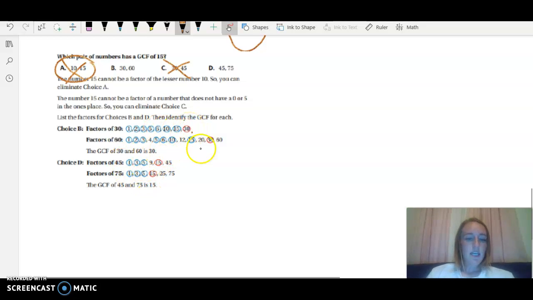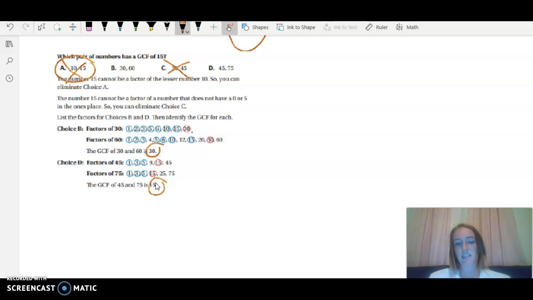So you can see, I can go ahead and circle it, that the GCF of 30 and 60 is 30. That's the biggest number that goes into 30 and 60. But down here, 45 and 75, you can see 1 goes into both, 3 goes into both, 5 goes into both, and then 15 is the biggest number, the greatest number that goes into both 45 and 75. So the greatest common factor of 45 and 75 is indeed 15. So the right answer to this would be D.